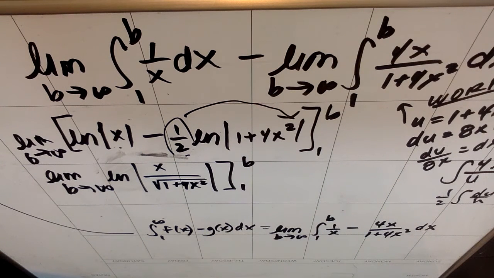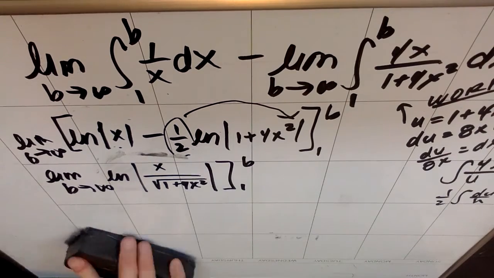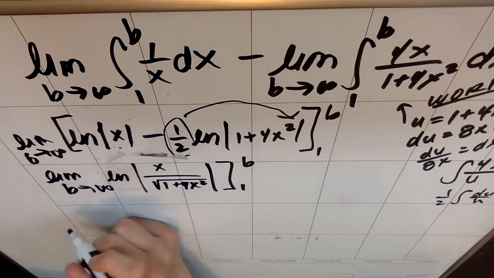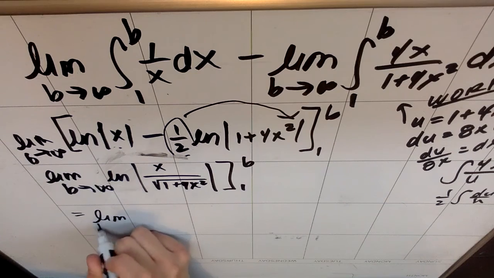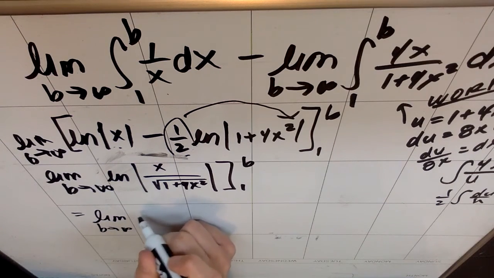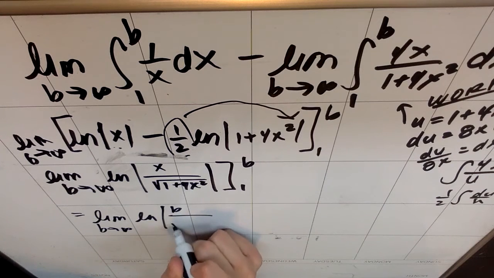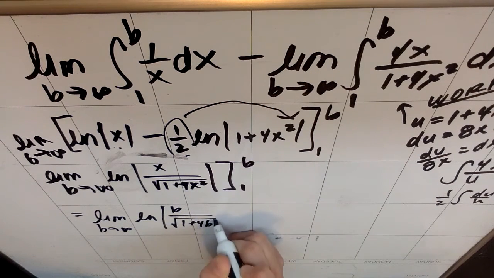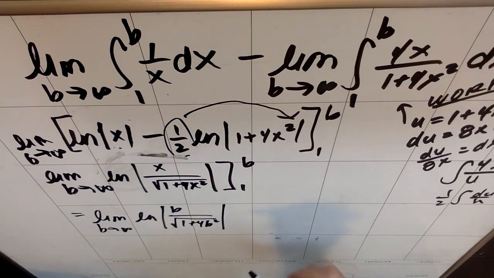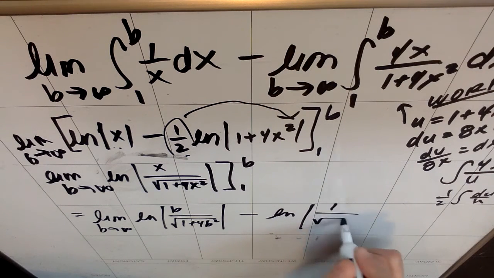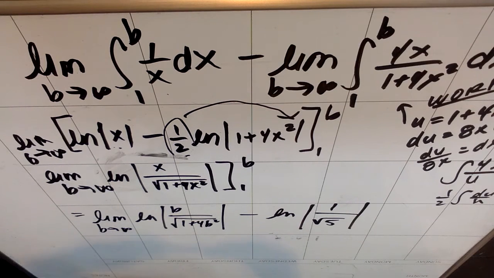So when I go ahead and plug those values in, I'm going to get that this is the limit as b approaches infinity of the natural log of b over root 1 plus 4b squared, right? Minus the natural log of a 1 over the square root of 5, right? Well, the thing about this is there's a couple ways to get here, right?